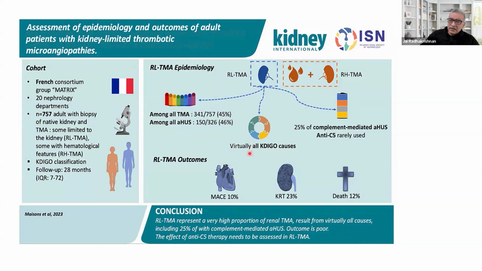But what is very important is that if you take the renal-limited TMA, where you would call this HUS, the use of complement inhibitors was very, very low. And that is important to recognize because the treatment of choice and the first treatment should be a complement inhibitor in 2025 once you make a diagnosis of atypical HUS or complement-mediated HUS.